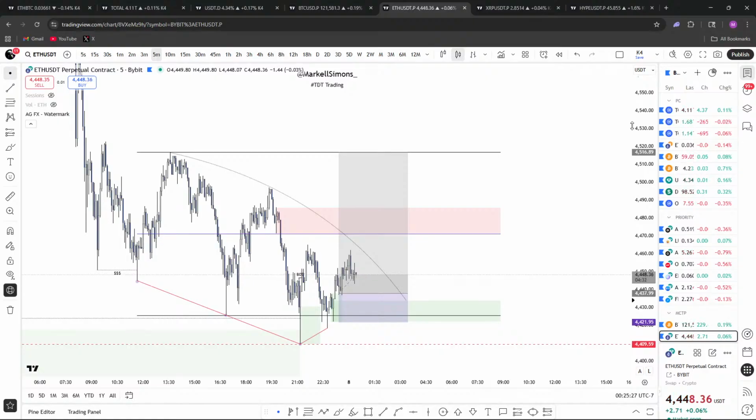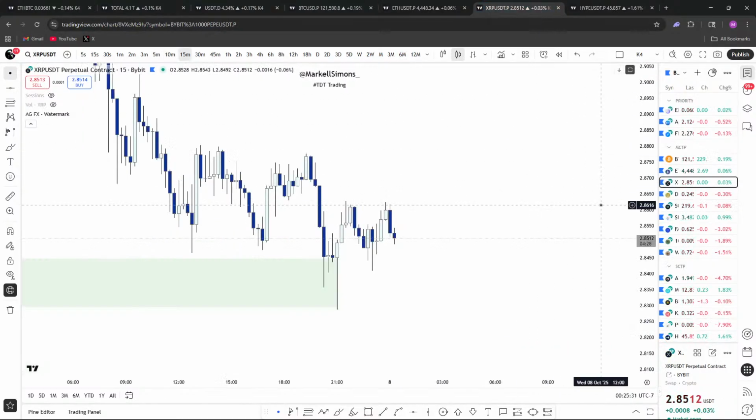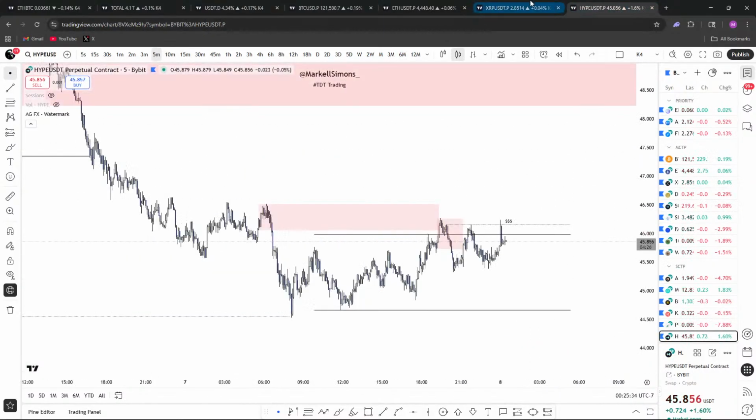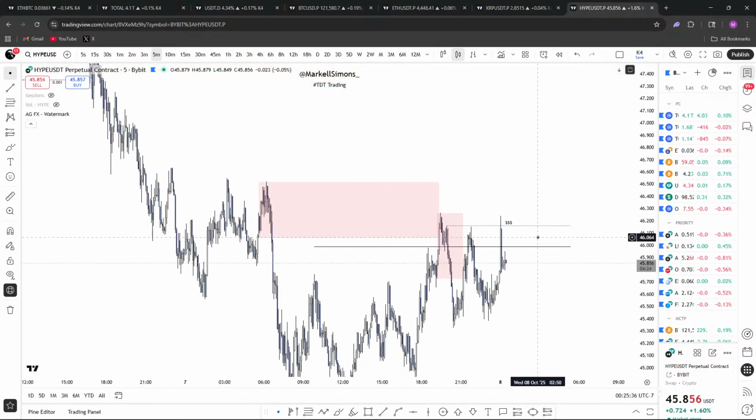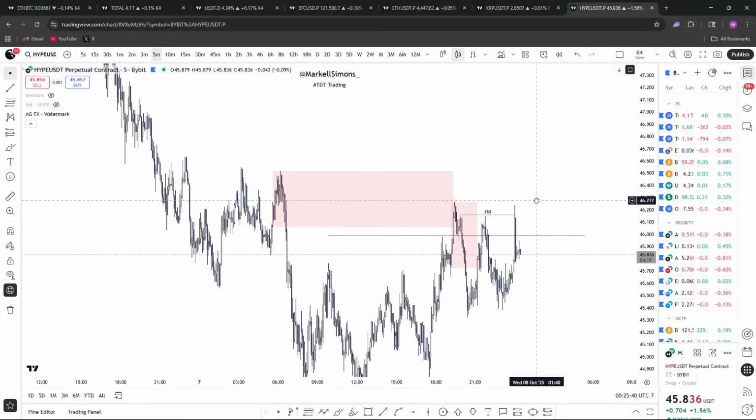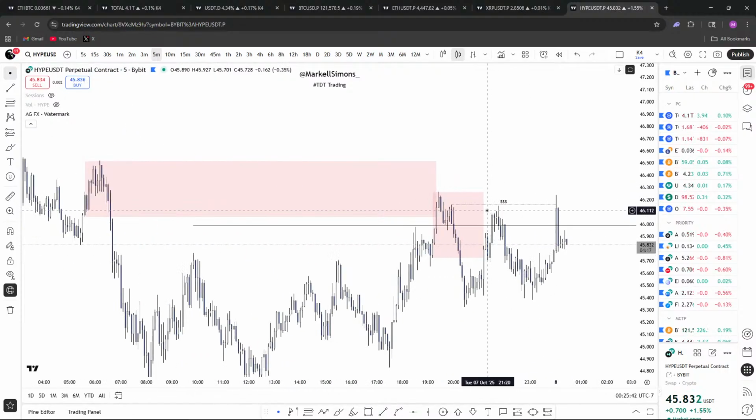Solana and ETH have the same model. It does. I didn't see Solana. Look at HYPE. What the hell? Did we sweep the high? Oh, we didn't sweep the high, but we grabbed that liquidity.